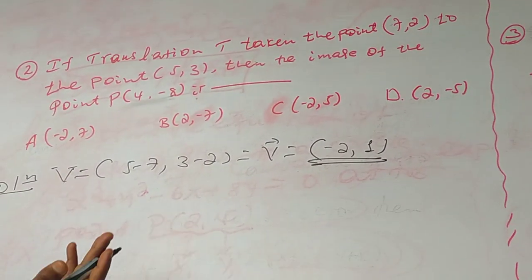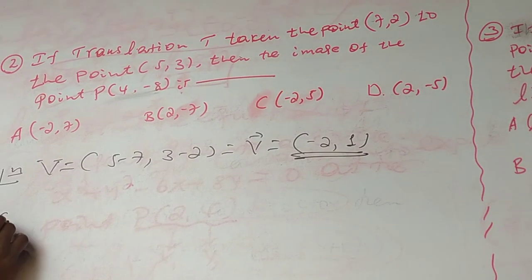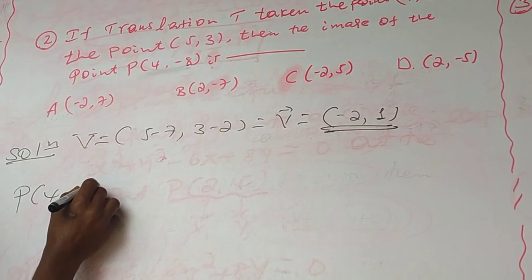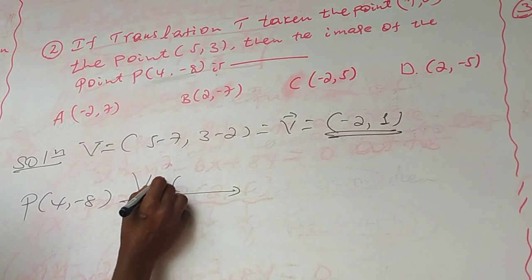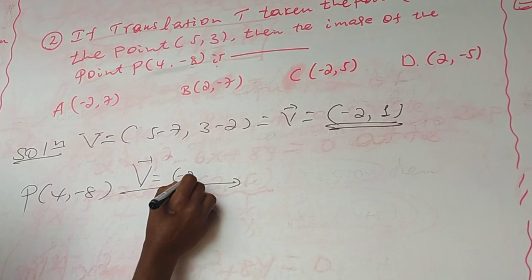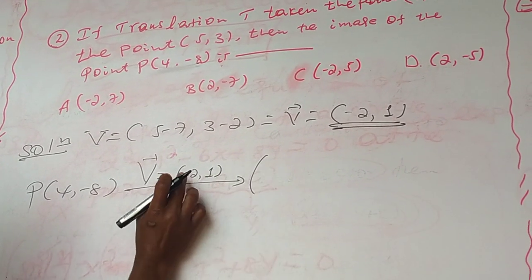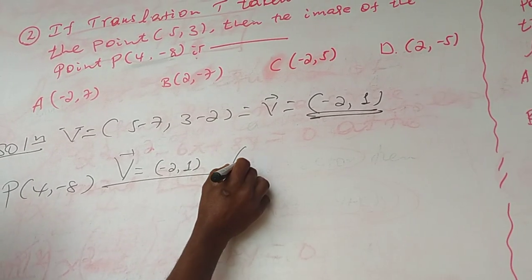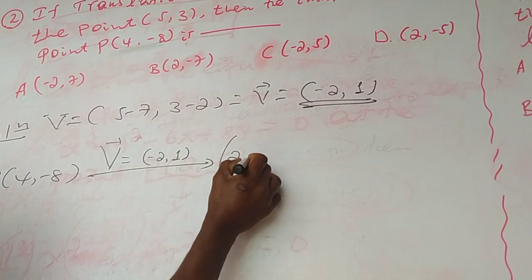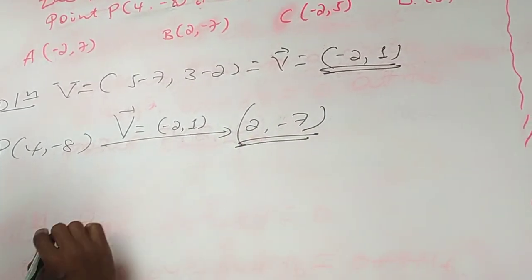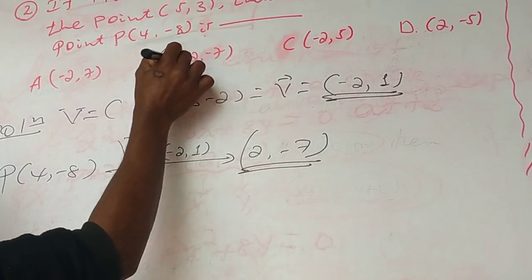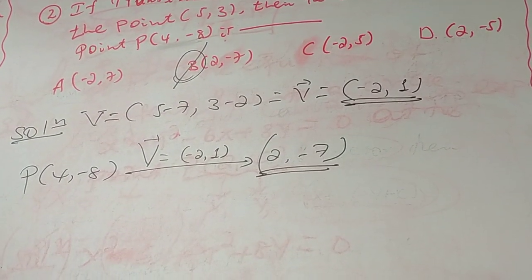If it's a translation vector, it's very easy. For point P, translation by vector V, which is (minus 2, 1): minus 2 plus this one gives 2, and 1 plus this one gives minus 7. Therefore the answer should be (2, minus 7). The answer is B.